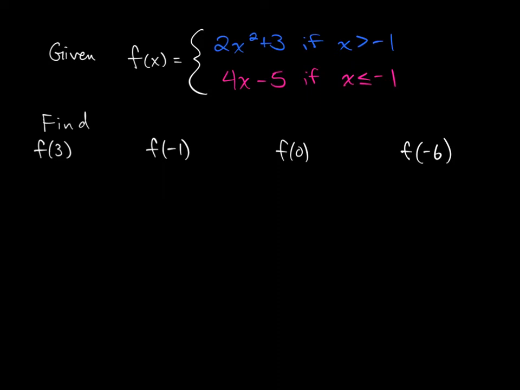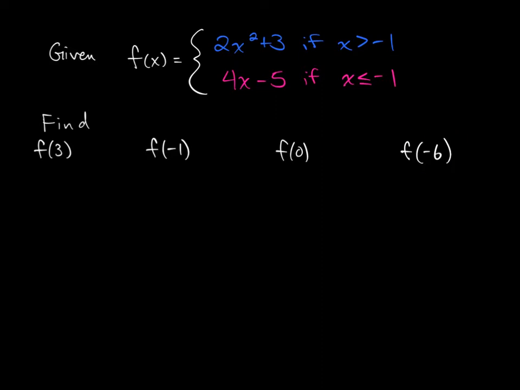Given the following function, f of x equals 2x squared plus 3 if x is greater than negative 1, or f of x will equal 4x minus 5 if x is less than or equal to negative 1. We need to find f of 3, f of negative 1, f of 0, and f of negative 6.